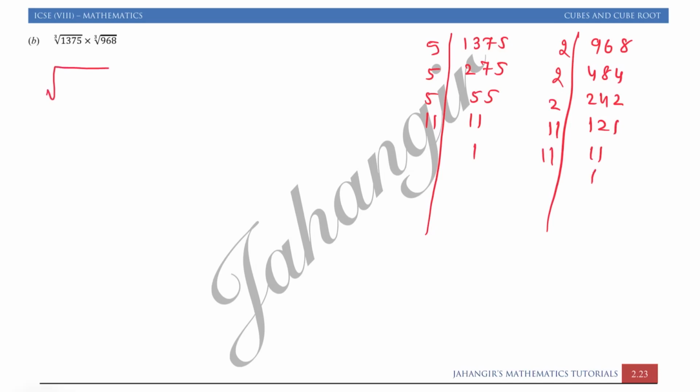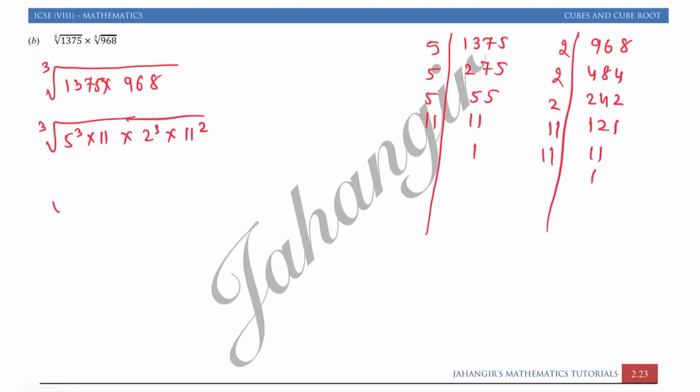So if I am taking both numbers together, 1375 multiplied by 968, the cube root of 1375 is 5 cube into 11 into 2 cube into 11 square. So for the cube root, we can write 5 cube into 2 cube into 11 cube. So removing the cube root, I can write 5 into 2 into 11, that is 10 into 11, 110. This is the cube root of it, 110.